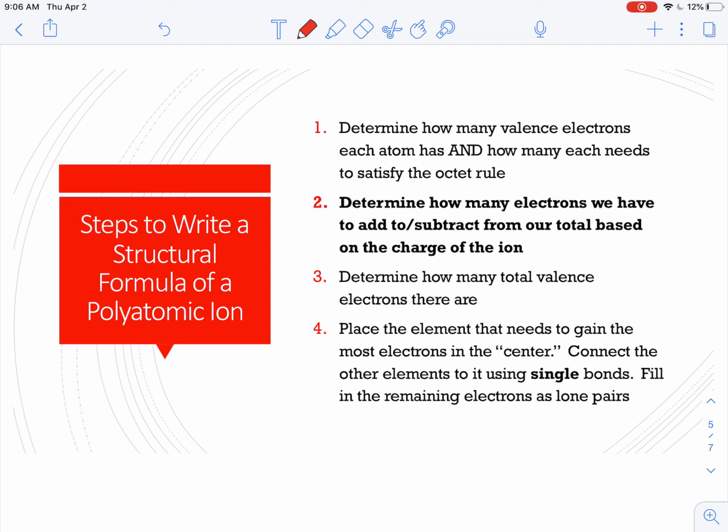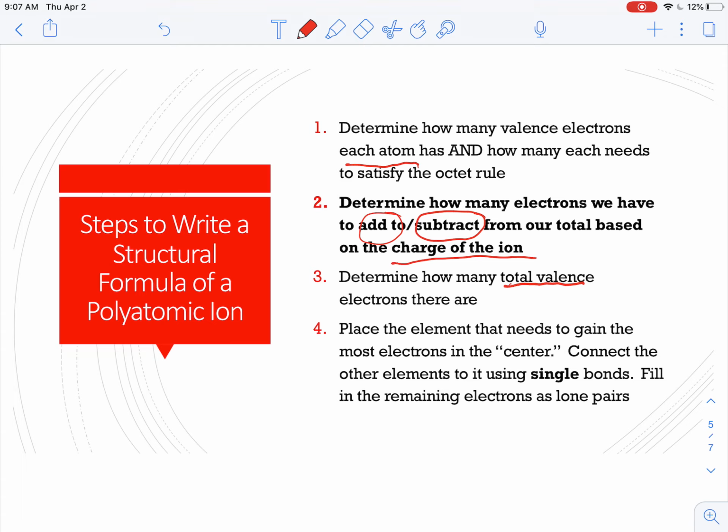So when we try to figure out how many electrons we have to add or subtract, we're going to be basing that off of the charge of our ion. So if we have a negative ion, we want to add electrons. If we have a positive ion, we're going to want to subtract that number of electrons from our total. So our total number of valence electrons is going to be dependent upon what each atom brings to the table, as well as what that charge brings to the table.